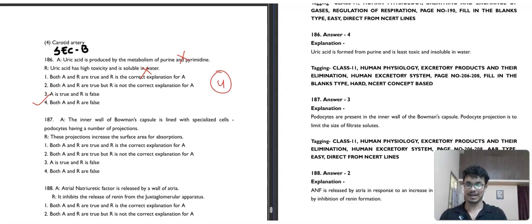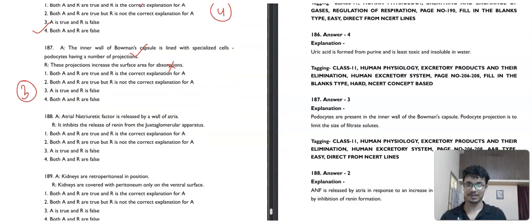Then question number 187. It is saying that the inner wall of Bowman's capsule is lined with specialized podocytes having a number of projections. Correct? Then these projections increase the surface area for absorption. So the podocytes present in the inner wall of Bowman's capsule, their projections are to limit the size of the filtrate solutes, not for increasing the surface area for absorption. So the third option is our correct answer.